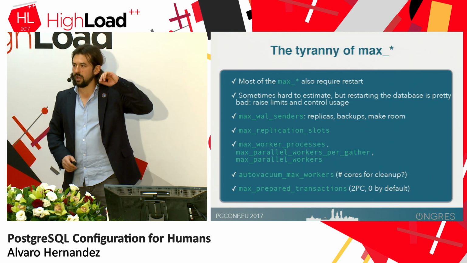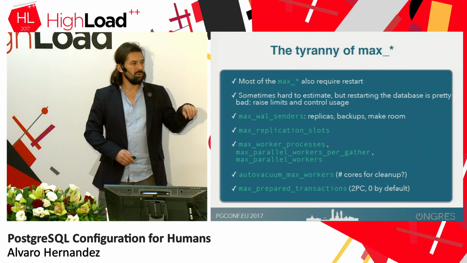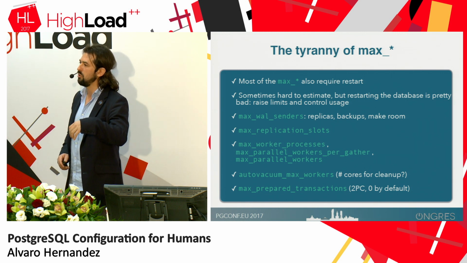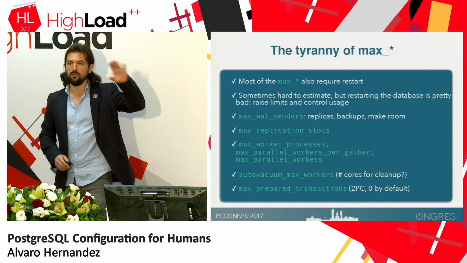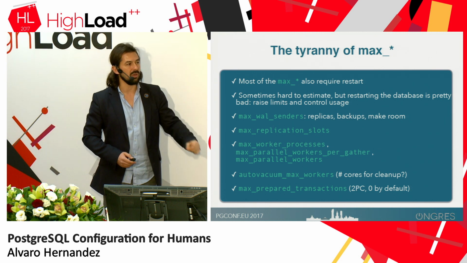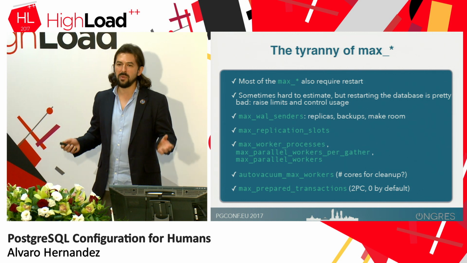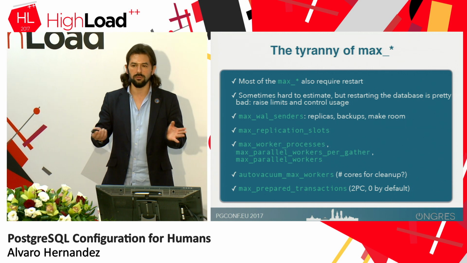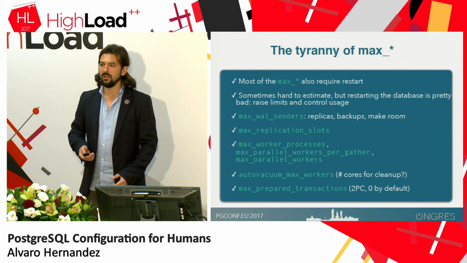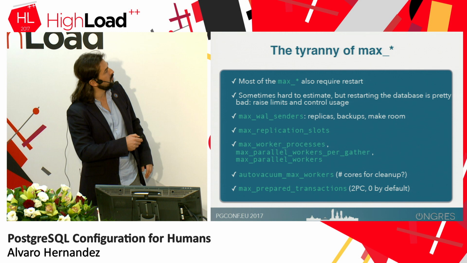Now, what I call the tyranny of the max parameters. Postgres seems to be very strict about controlling the resource consumption in general. So there's a lot of max whatever parameters, which determine the maximum number of resources of a given category you may use. But again, most of them require restart. And it's better to just control the usage. You're probably DBAs here. You can control what people are doing on the database and not limit yourself and then expose yourself to restart. So a few examples of those.